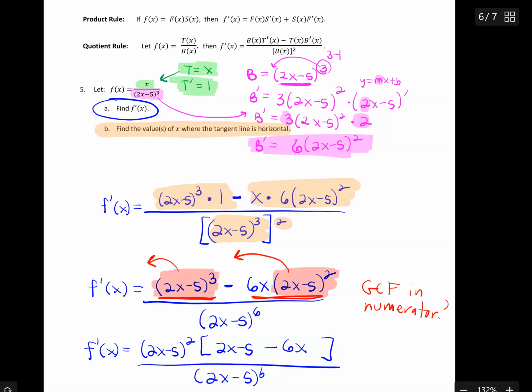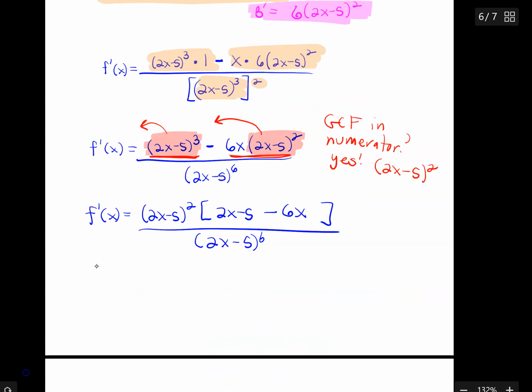Inside this set of brackets, there's some like terms there, so let's go ahead and clean that up. What will that look like? Okay, I'll write it down here. I would have the binomial squared, and in the brackets, I would end up with a negative 4x minus 5. I can write that as parentheses if I want. And all that's still over my binomial to the 6th power.